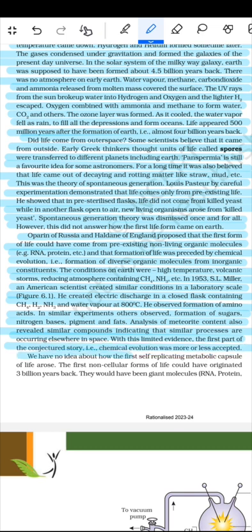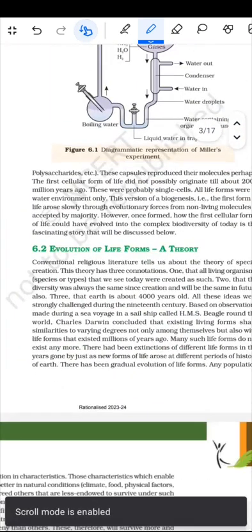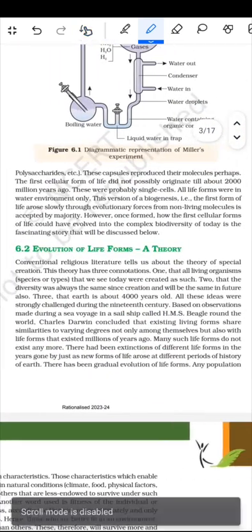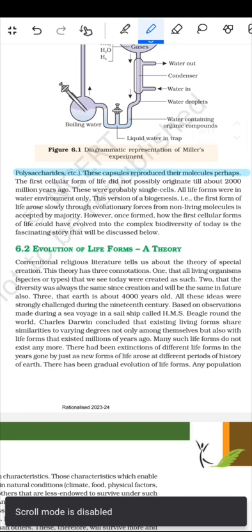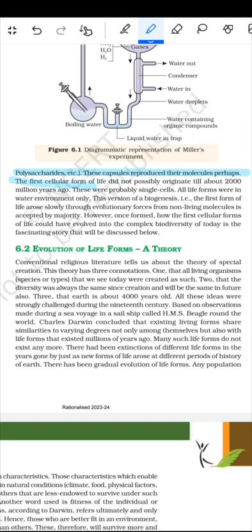We have no idea about how the first self-replicating metabolic capsule of life arose. The first non-cellular form of life could have originated 3 billion years back. They would have been giant molecules, RNA, protein, polysaccharide, etc. These capsules produce these molecular shapes. Perhaps the first cellular form of life did not possibly originate till about 2000 million years back. They were probably single cell. All life forms were in the water environment only.